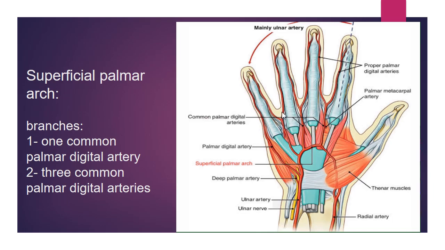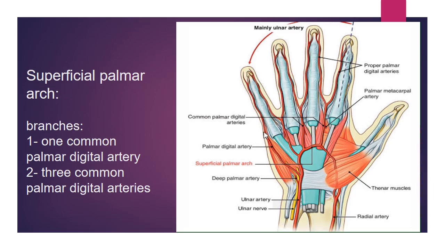Now, as you can see in this image, each common palmar digital artery further divides into two branches which are termed as the proper digital arteries, right? Each common artery further divides into two proper digital arteries which supply the adjacent sides of the two fingers.